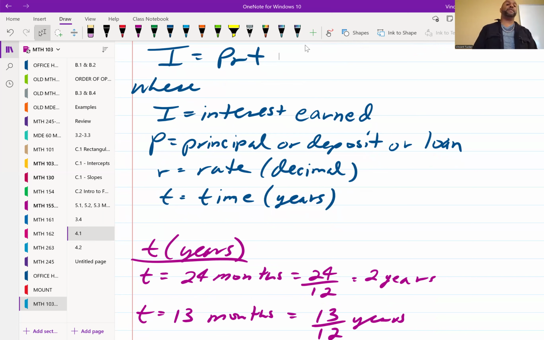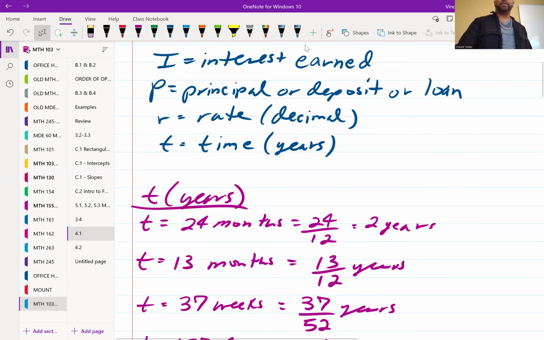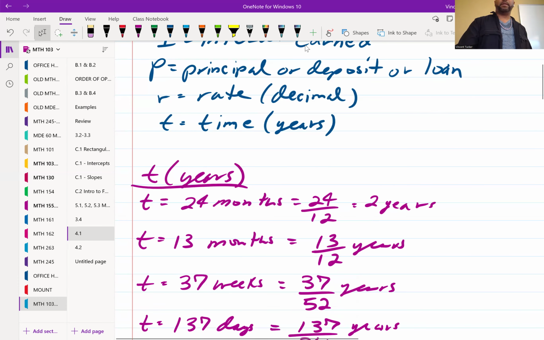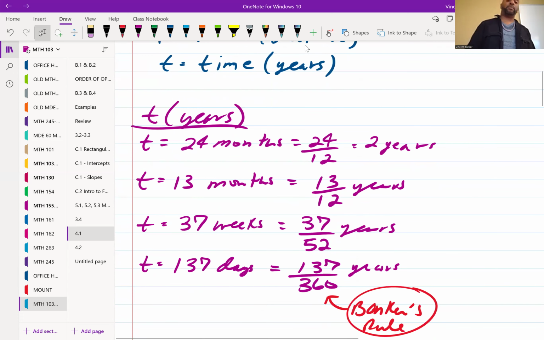So if something is not divisible by 12, you keep that same thought process. If I have 13 months, I still put that 13 over 12 to convert it to years. Keep the same thought process when it comes to weeks or days. So if it's 37 weeks, you would put that 37 over 52 because there are 52 weeks in a year.